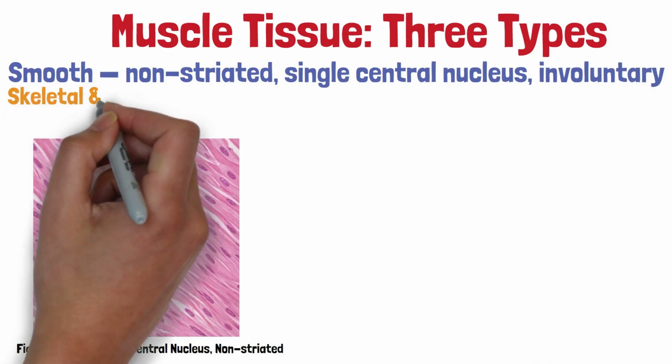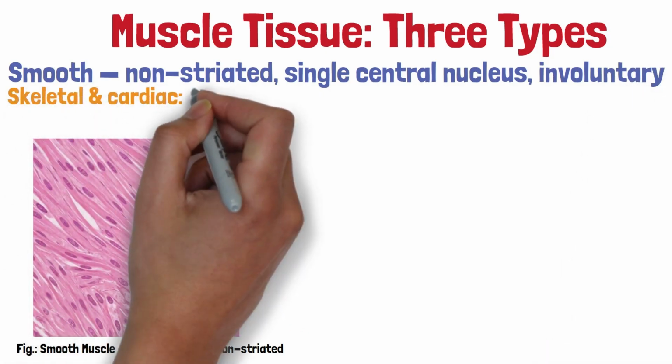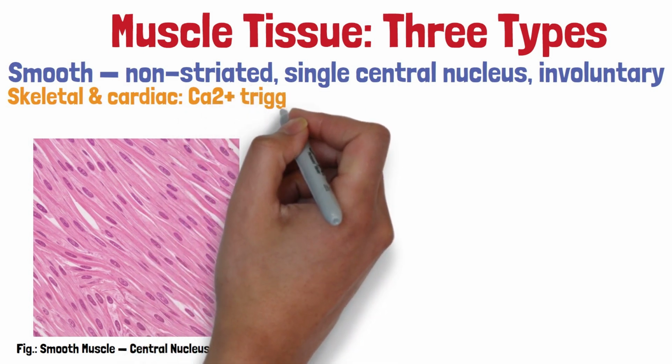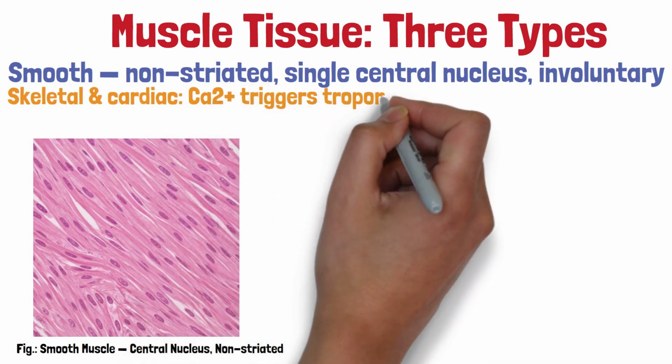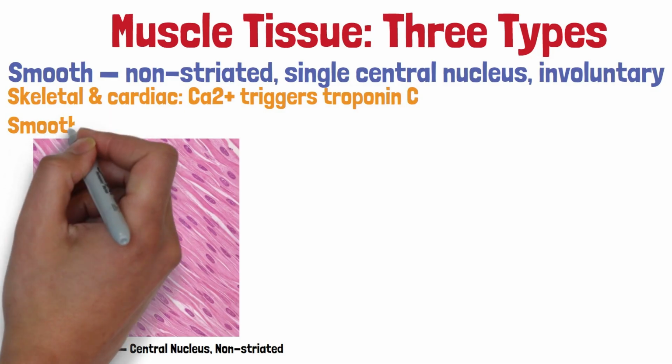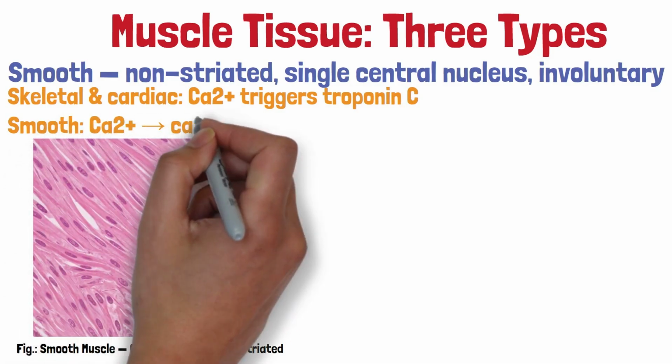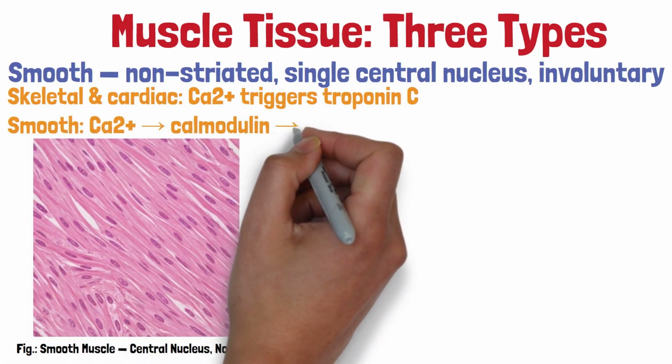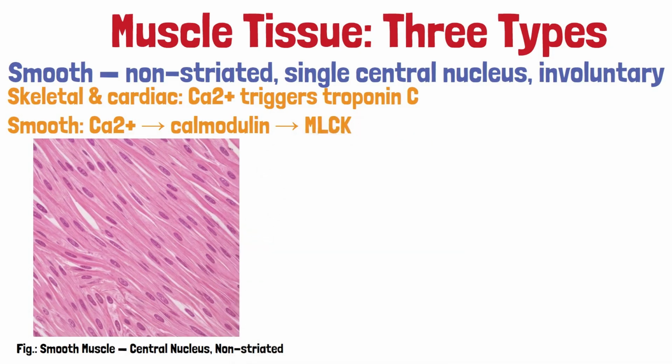Here's a distinction worth knowing cold. In skeletal and cardiac muscle, calcium triggers contraction by binding troponin C on the thin filament. In smooth muscle, there's no troponin. Calcium binds calmodulin instead, which activates myosin light chain kinase, regulating the thick filament directly.